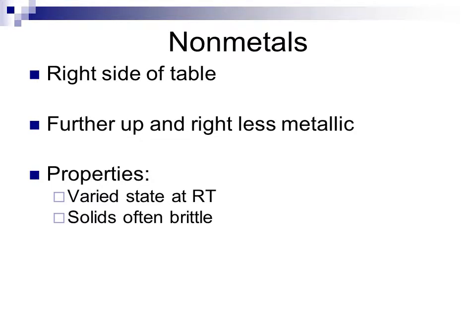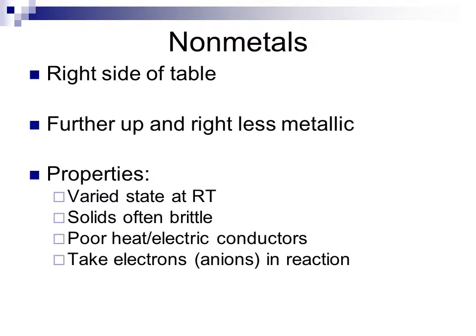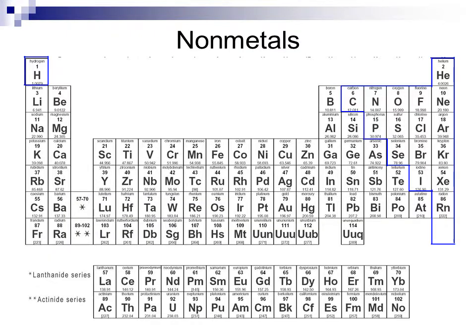The solid nonmetals are often brittle. They break apart. They are poor heat and electrical conductors. What they're actually called is insulators. And they tend to take electrons and form anions in reaction. So we see here the nonmetals are represented by the blue outline.